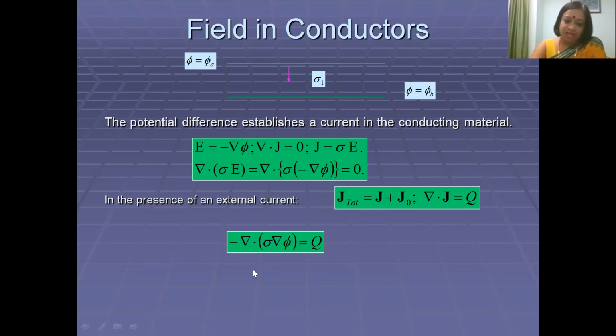So in that case, you have minus divergence of sigma grad phi is equal to Q. This is now analogous to Laplace's equation. So it is not necessary that you have to have an external current. Having an external current is analogous to the situation where you have polarization, and having charge accumulation is analogous to the situation where you have charge density, charge presence within volume charge density within the dielectric.